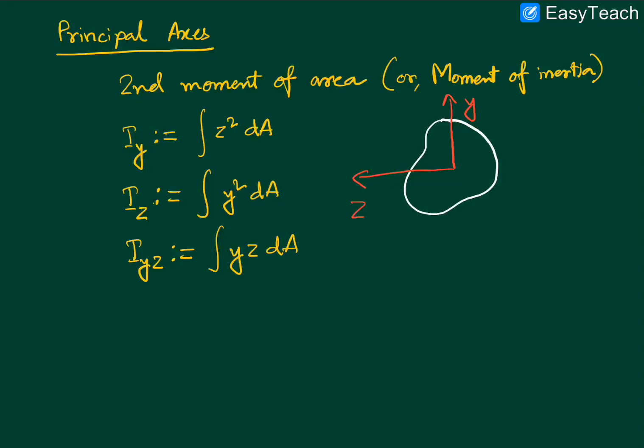So let me repeat that. As we keep on changing the orientation and the position of the y-axis and the z-axis, the values of Iy, Iz, and Iyz will keep on changing. If we end up with such an orientation and position of y and z axis such that the value of Iyz is equal to 0, then in that particular case, the y-axis and the z-axis will be referred to as the principal axis. So let me write that down quickly.